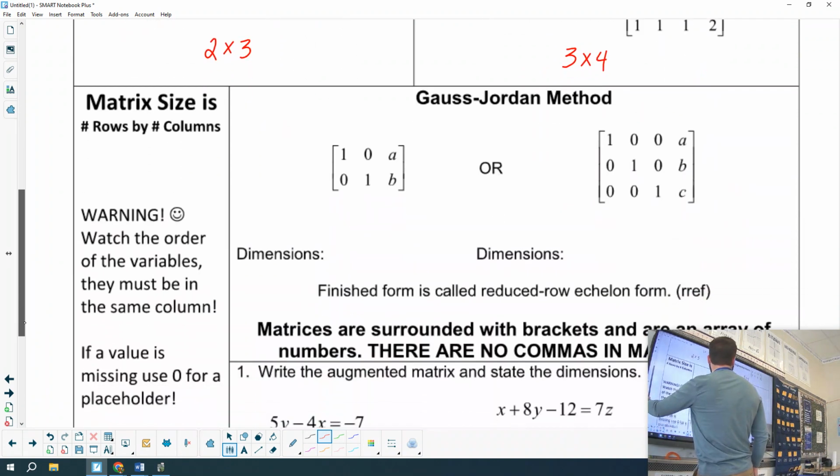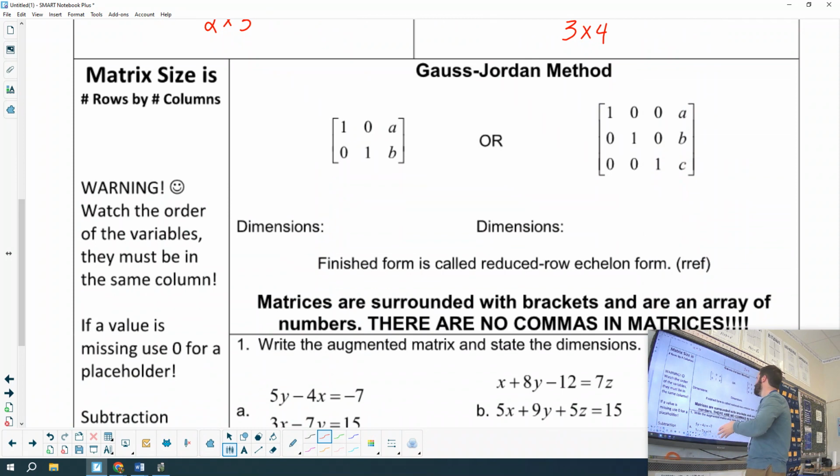All right, now let's come down here. Once again, this is what's known as a solution matrix. We'll be talking more about that in a little bit. But this is also known as reduced row echelon form. So you see how this has a 1, 0, answer, 0, 1, answer? I'll be showing you how to find those answers whenever we solve. This dimension is going to be a 2 by 3, meaning we're going to get an answer for x and an answer for y. And this one's going to be a 3 by 4.